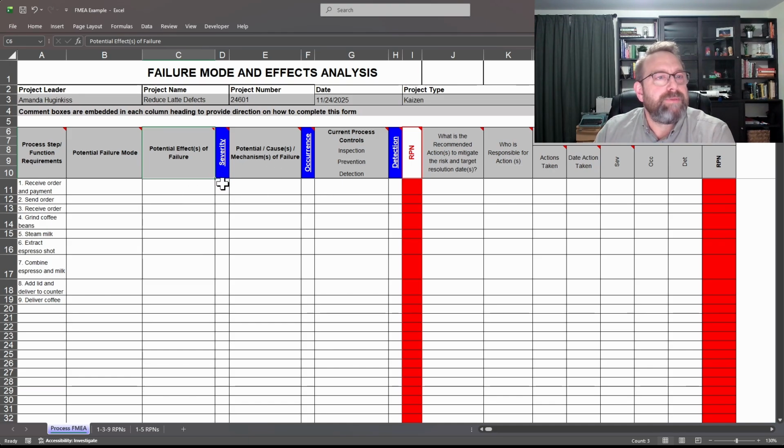The next column here is severity. What is the likely impact of this failure? Does this failure mode go unnoticed by the customer, or does it cause bodily harm? This is a score that will be decided on collectively by the team.